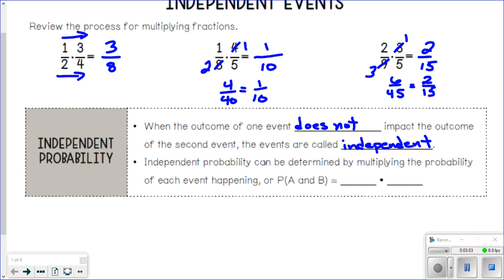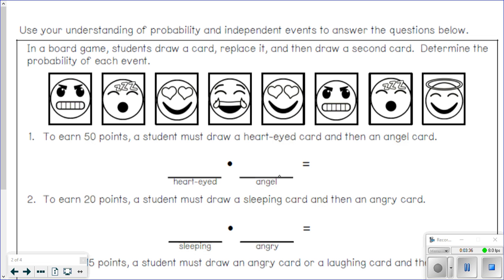So independent probability can be determined by multiplying the probability of each event happening. So if you're looking at the probability of A and B occurring, so 2 separate things that are independent of each other, all you do is find the probability of A occurring and the probability of B occurring and multiply those together. Remember, these are going to be fractions, and that's why we reviewed multiplying fractions, because that's what you're going to be doing. So let's look at some examples of this.